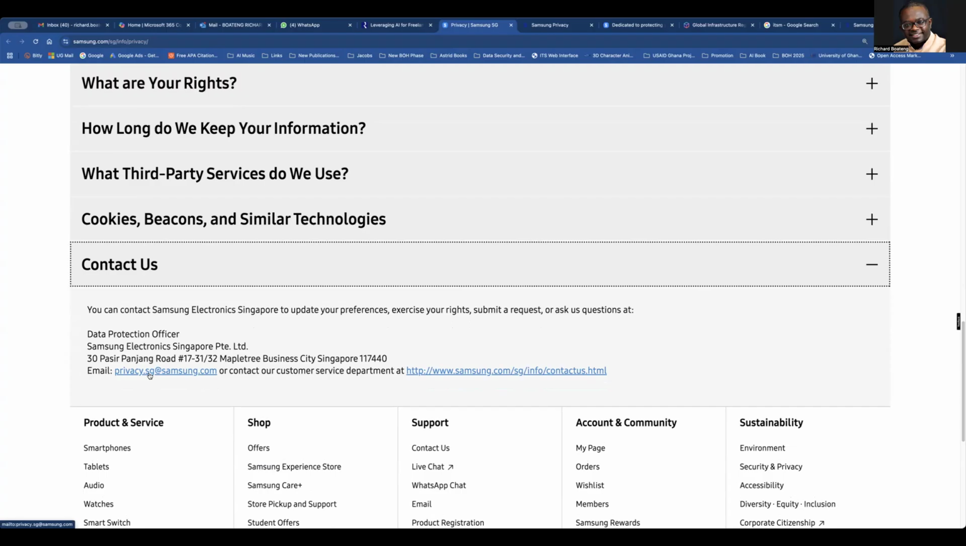Privacy.samsung.singapore or sg@samsung.com. Contact the customer service department at www.samsung/Singapore SG and info, and then contact us. This is a very, very good policy.